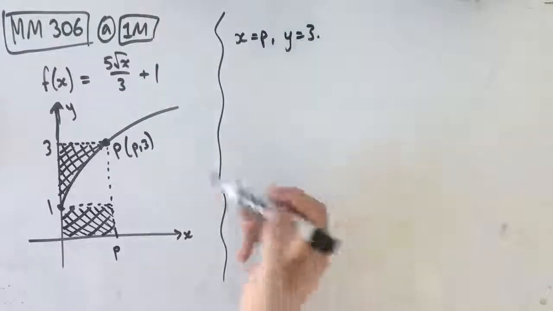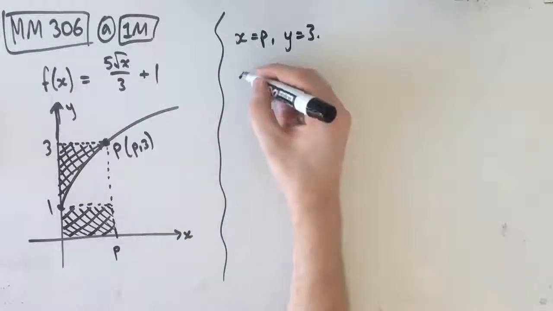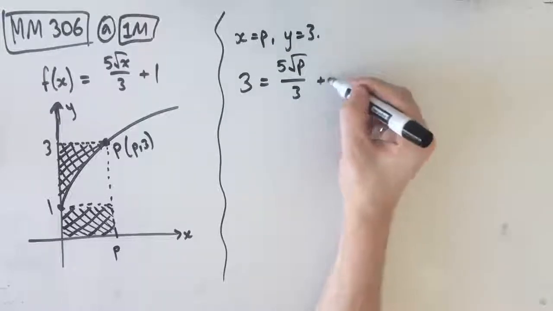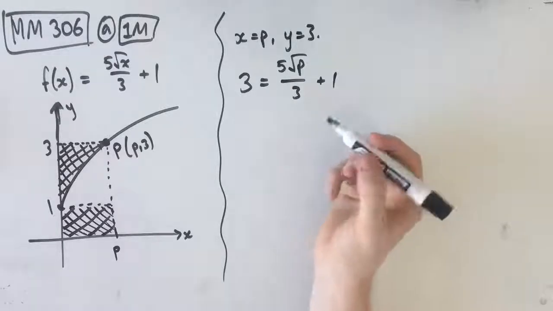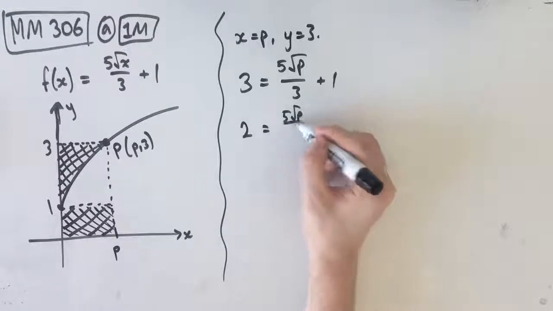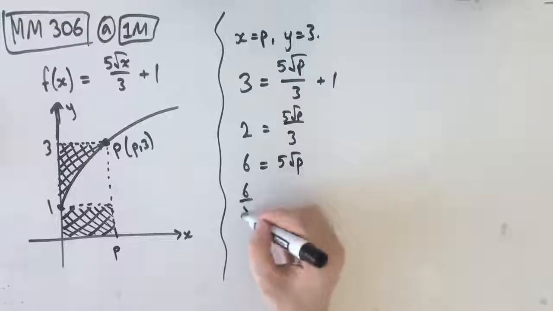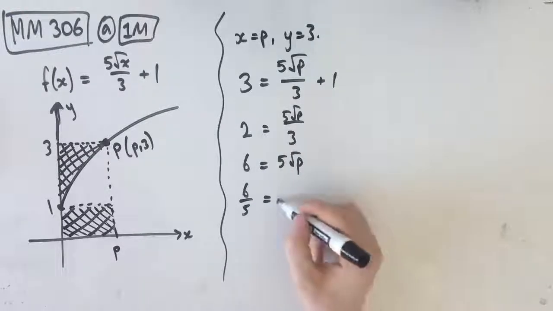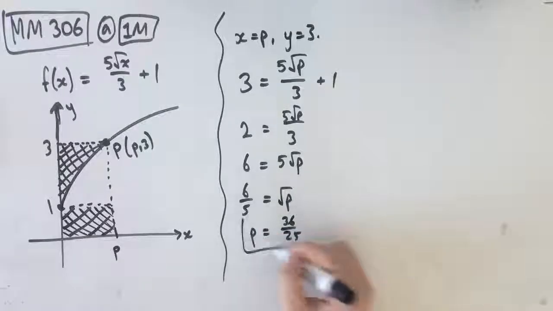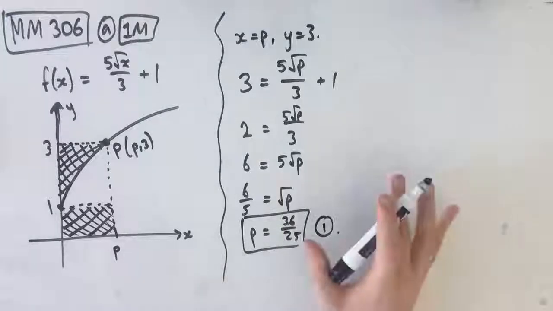Right? We know that our function is 5 root x on 3 plus 1, which means our y value is going to be 3, and our x value is going to be p. So 5 root p over 3 plus 1. Now from here, we can take away 1 from both sides, which means we get 2 equals 5 root p over 3. Multiplying both sides by 3, we get 6 equals 5 root p. So 6 over 5 equals root p. And then we square both sides to get p, which means we get 36 over 25. That's our first and final mark for this question. That's our final answer. Let's move on to part B.